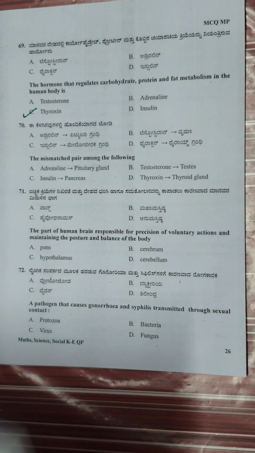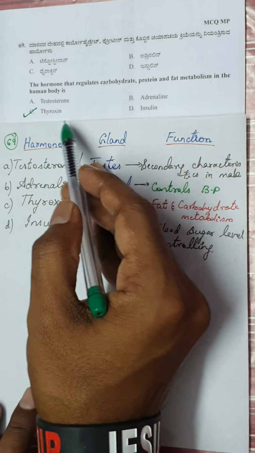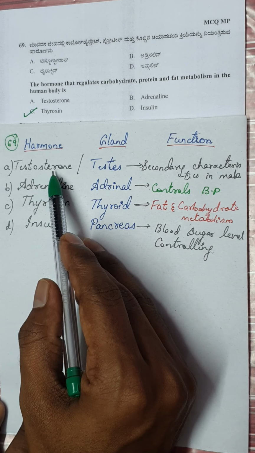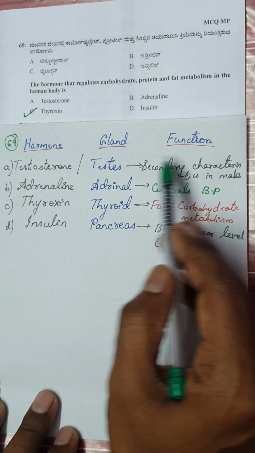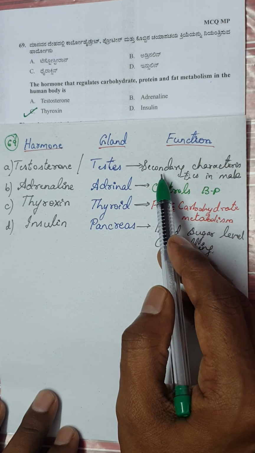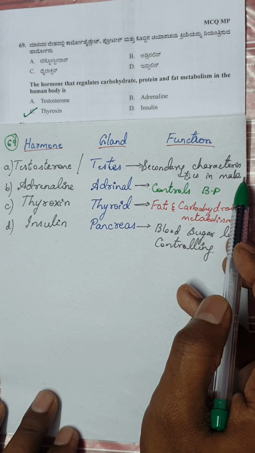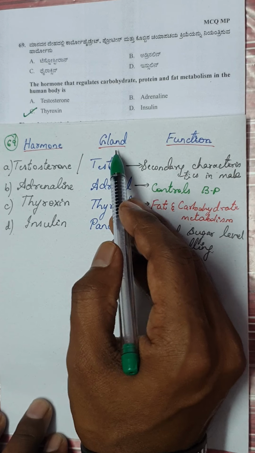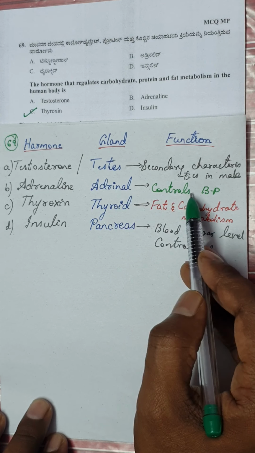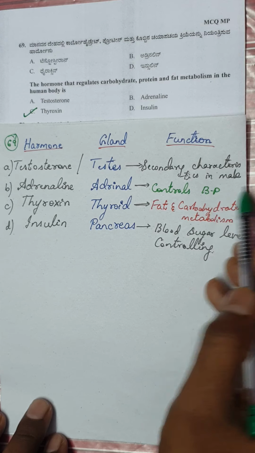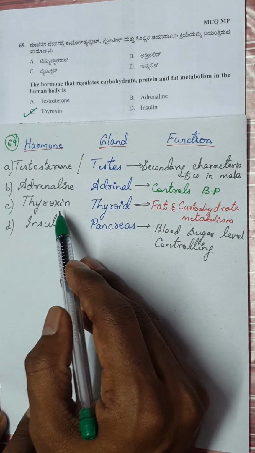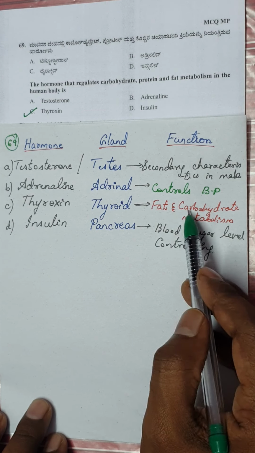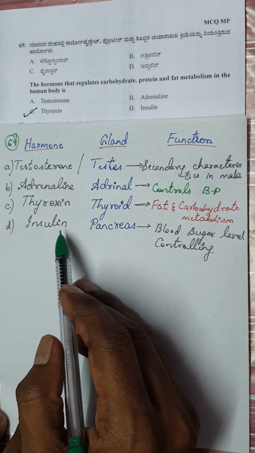Before we go on to the next question, please note it down, dear students. Among the four given hormones, the testosterone is secreted in testes. The function of the testosterone is it takes care of the secondary characteristics in male. Now let's go on to adrenaline. Adrenaline is produced in adrenal gland, and this controls the blood pressure, BP. Now thyroxine, which is what we look for, is produced in thyroid gland. This takes care of fat and carbohydrate metabolism, in which even proteins are there.